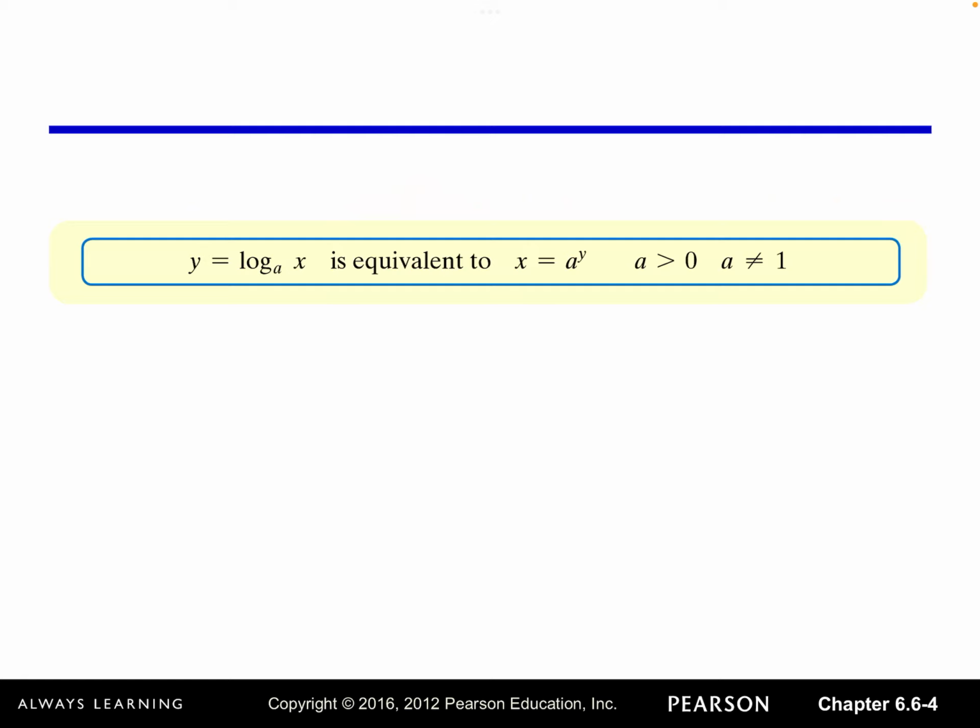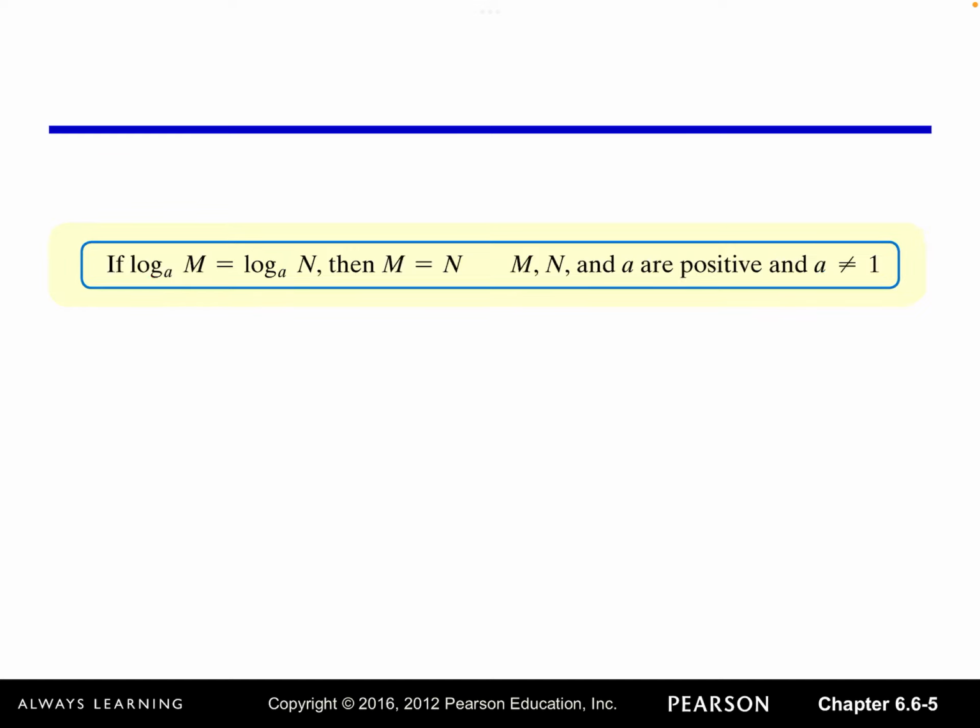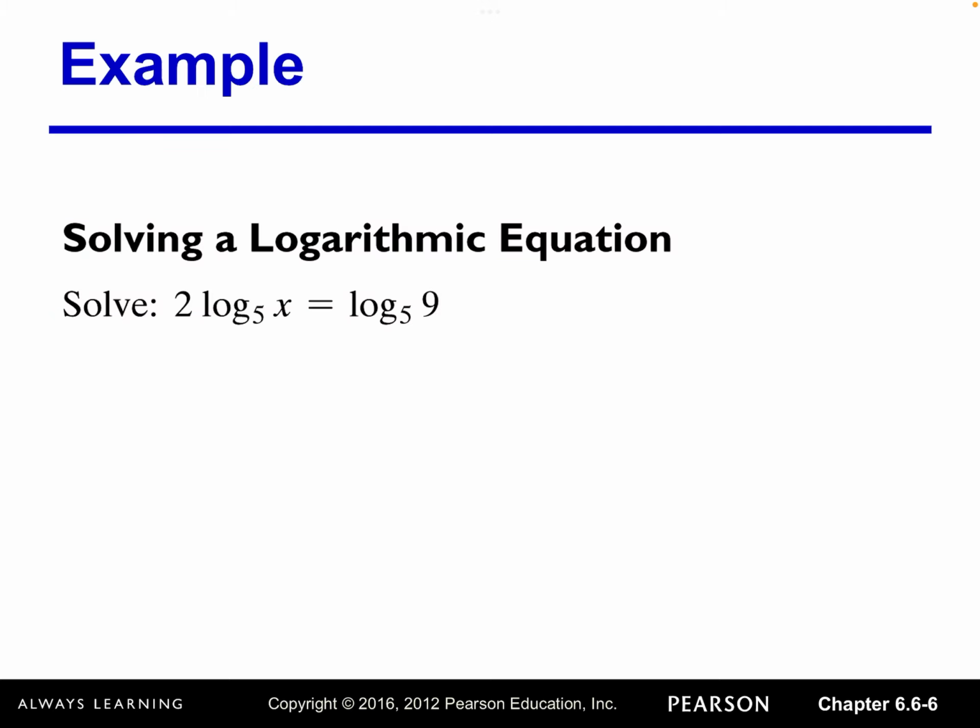The property we're going to use is: given a log expression, we can write it as an equivalent exponential. Another theorem we can use: if two logs with the same base are equal, log base a of m equals log base a of n, that indicates m must equal n. And m and a are all positive numbers, and a is not equal to 1. So now let's look at an example.